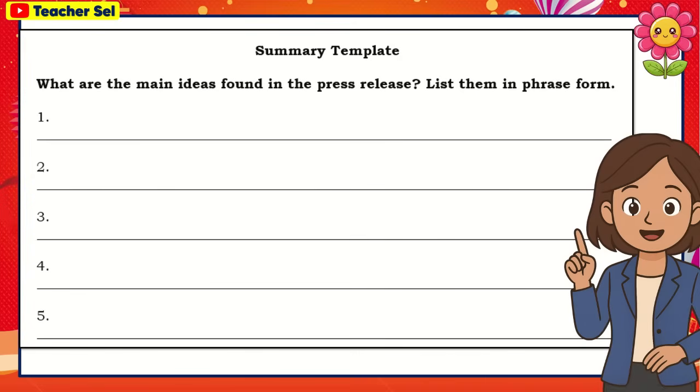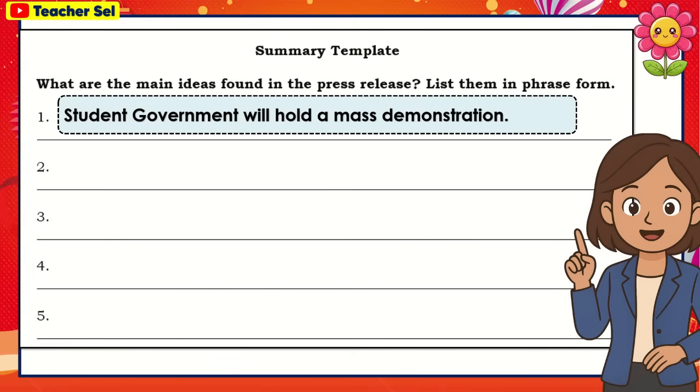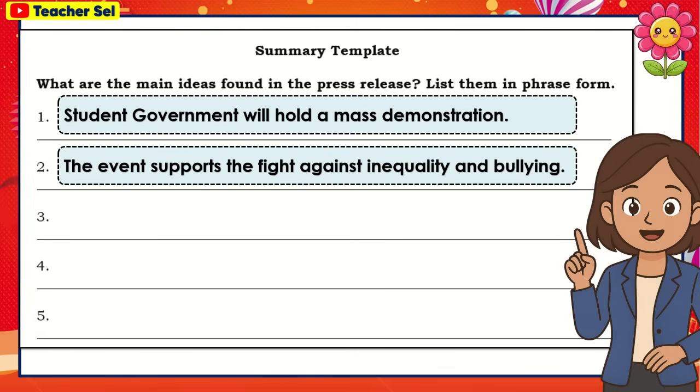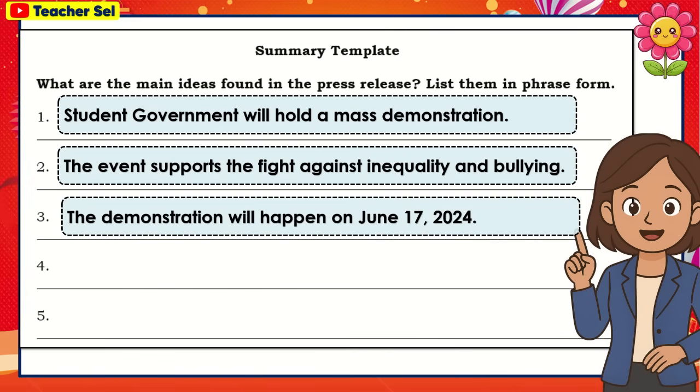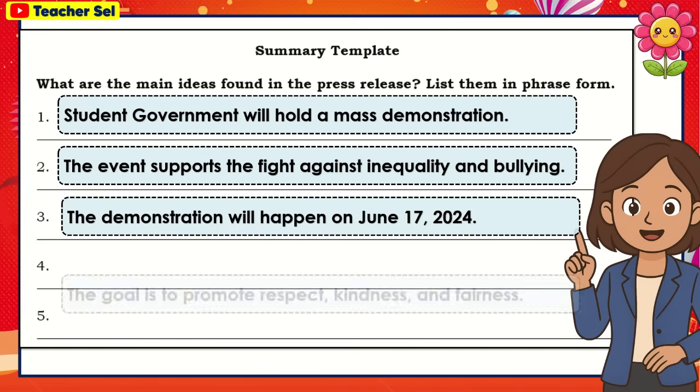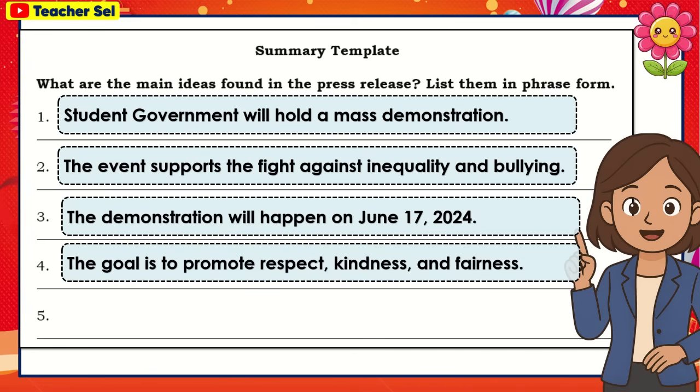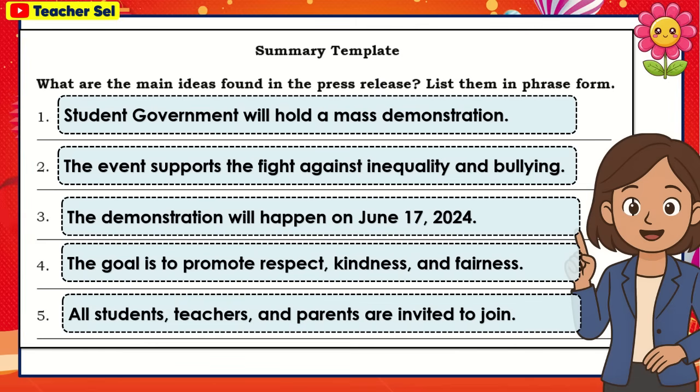For the summary template, what are the main ideas found in the press release? List them in phrase form. Let's now answer. Student government will hold a mass demonstration. The event supports the fight against inequality and bullying. The demonstration will happen on June 17, 2024. The goal is to promote respect, kindness, and fairness. All students, teachers, and parents are invited to join.